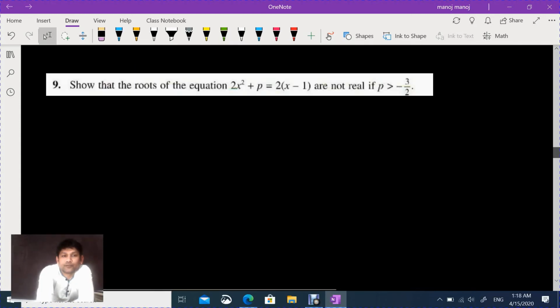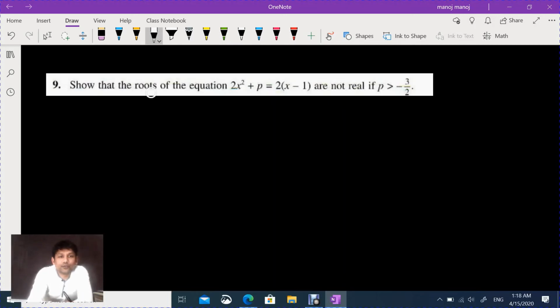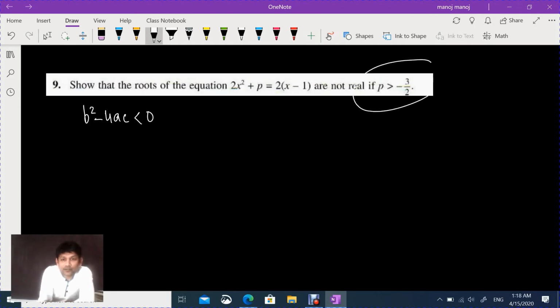Question number 9. What is question 9? Show that the roots of the equation are not real. Not real means b square minus 4ac is less than 0, when p is minus 3 upon 2. Automatically you will get this answer.